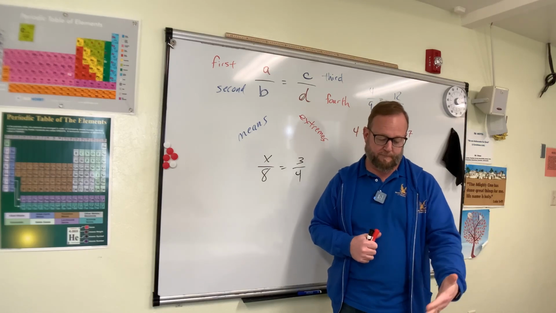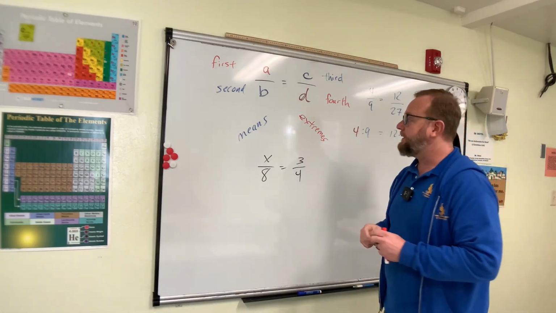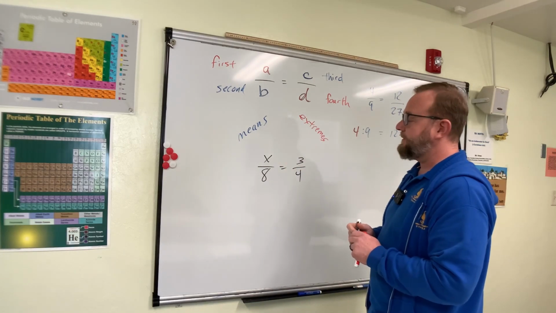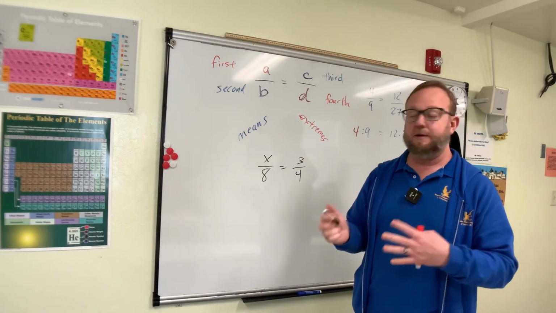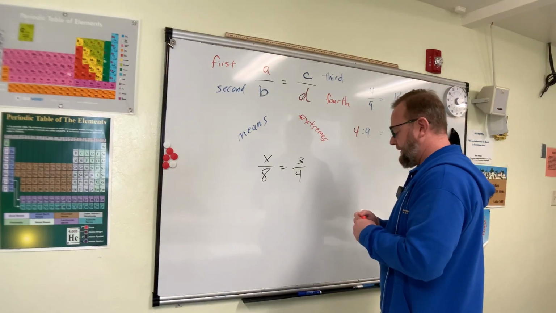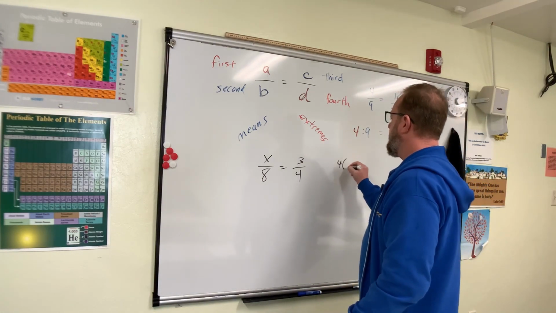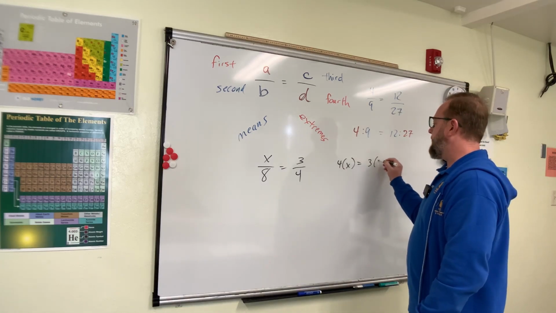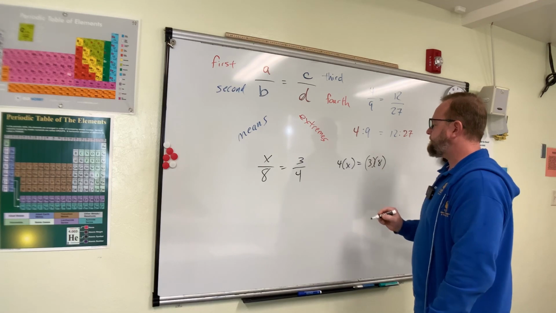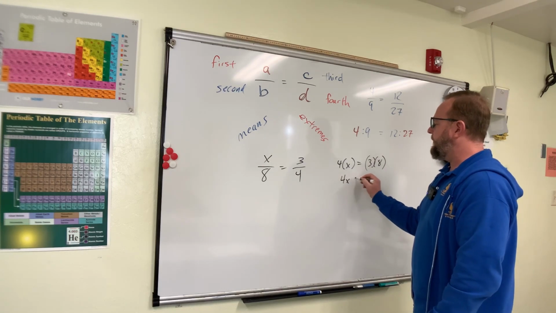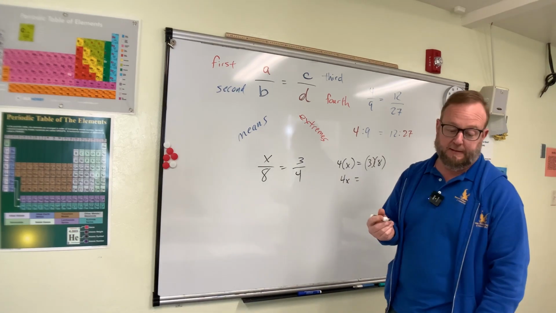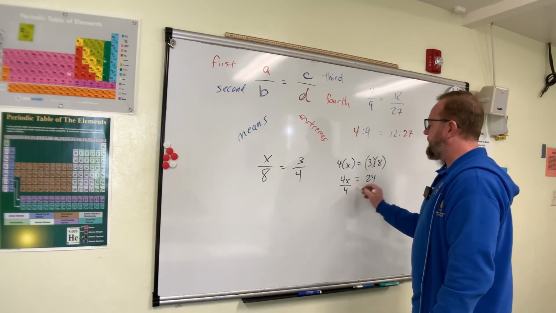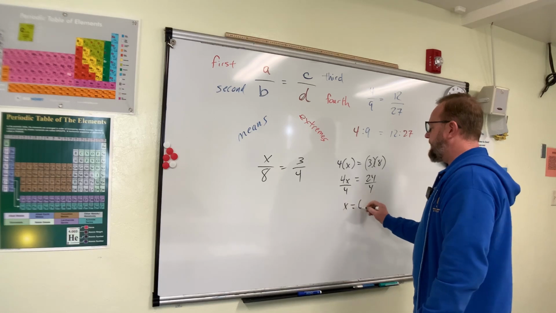Step 1. Write it like the product of the means equals the product of the extremes, or product of the extremes equals product of the means. So write it like that. 4 times x equals 3 times 8. So 4x equals, and what's 3 times 8? You can see there it's 24. Divide both sides by 4, and x is 6.